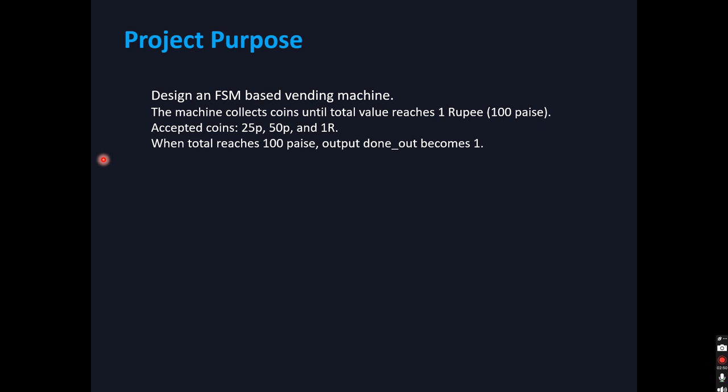So let's see. The project purpose is mainly based on the vending machine. Here we have a total of 3 coins. One is the 25 paise coin, then 50 paise and 1 rupee coin. These are the only inputs we have. Based on that, whenever the value reaches 100 paise, the output is going to go high. So this is the basic FSM we are going to design.